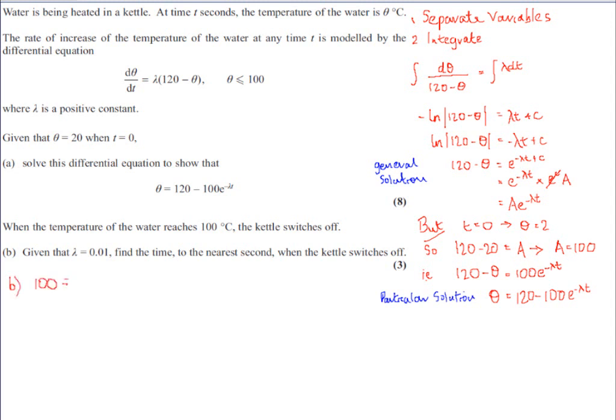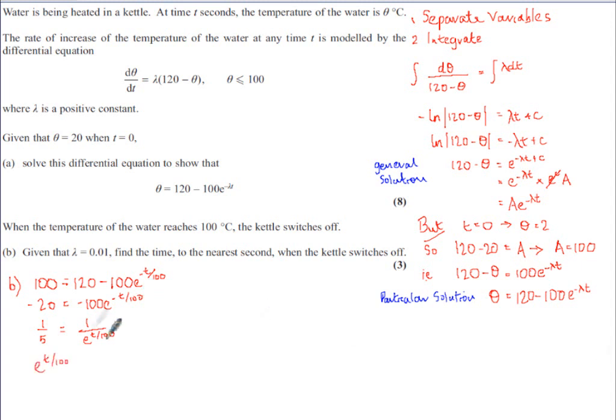8 marks. Okay, so now we've got the substitution to do. So let's substitute the parts that we know. We know that when the water reaches 100 degrees, the kettle switches off. So we need to find when the kettle switches off, given that lambda equals 0.01, or 100th. So 100th of t, or 100th of minus t, is minus t over 100. And we need to rearrange that, so take away the 120, change the signs, and divide both sides by 100. We get 20 over 100, or a fifth, is equal to, well, e to the minus t over 100 is 1 over e to the t over 100.